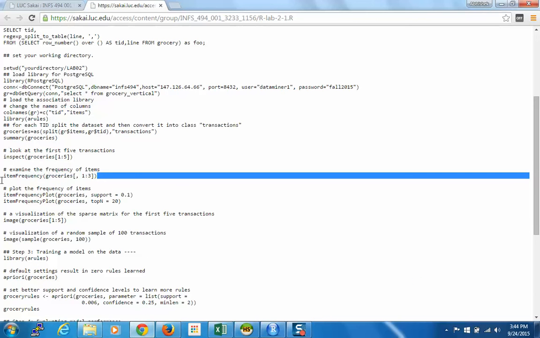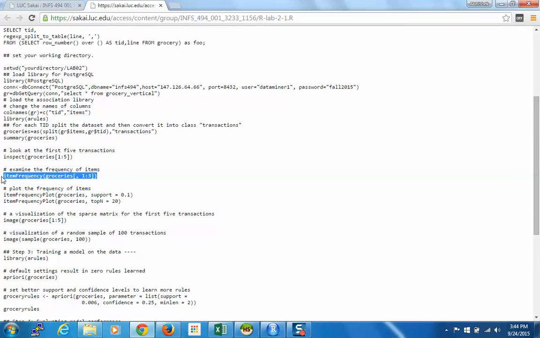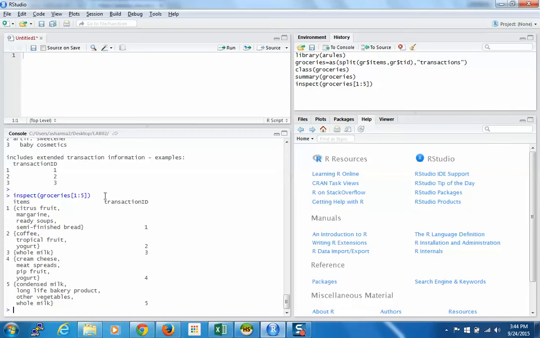Now, what we can do is we can also examine the frequency of the items, which we have done to some extent through our SQL statement. And that's the reason I think SQL is very powerful. Instead of reading anything from R, if you're in a database, you can do all these things just by plain SQL. So let's execute this command called itemFrequency. Once again, be cognizant of the fact that it's case sensitive. So this F is capital, it's not lowercase. If you make it lowercase, it's not going to work.